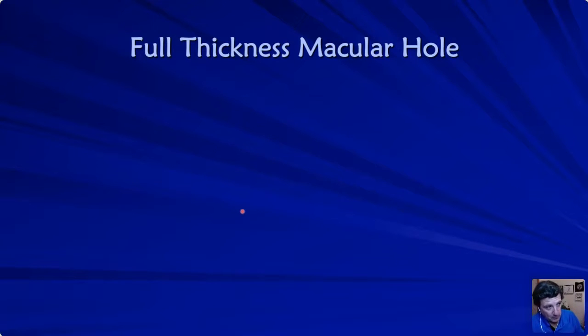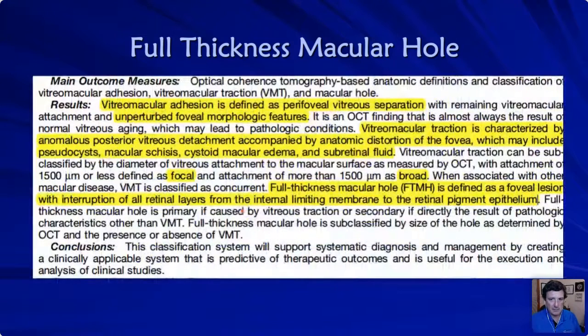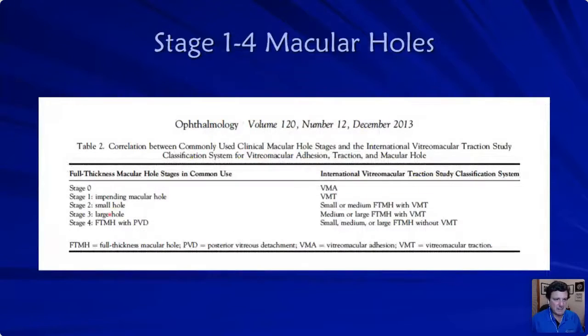So the transition now, I started getting these letters and I started talking to the retinologist because I'm a 1995 graduate, worked at PCO, worked under Dr. Deglin, learned about stage 1, stage 2, stage 3 macular holes. And then they kind of changed up a little bit of the nomenclature that's out there, where a full thickness macular hole is defined as a foveal lesion with interruption of all layers from the internal limiting membrane to the retinal pigmented epithelium.